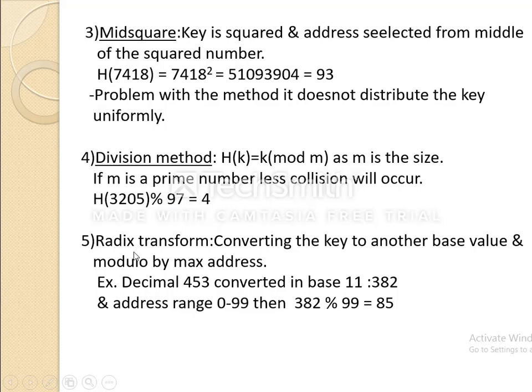Next method is radix transform, converting the key to another base value and taking modulo by the maximum address. As shown in the example, decimal 453 converted in base 11 is 382, and the address range is from 0 to 99, so the max address is 99. So 382 modulo 99 is equal to 85, that is the address.